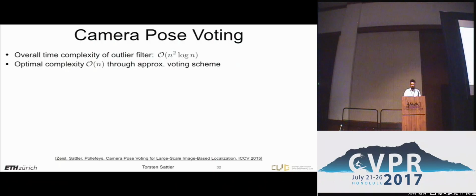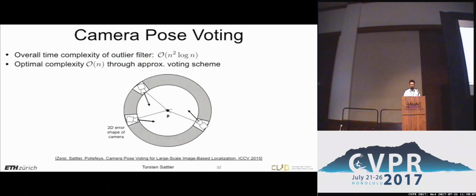You can go to an optimal complexity in terms of the number of matches if you approximate this procedure through a voting scheme. The idea here is that rather than computing an arrow shape for the point in local camera coordinates, you try to have an arrow shape for the camera in global coordinates. The drawback is that one match only gives you the distance between a camera and a point, and you don't know where the camera is around this point. In theory, it could be anywhere on the circle.